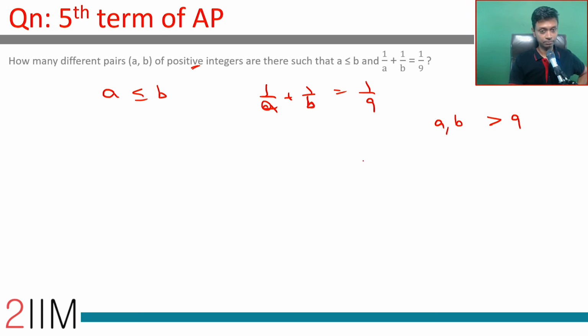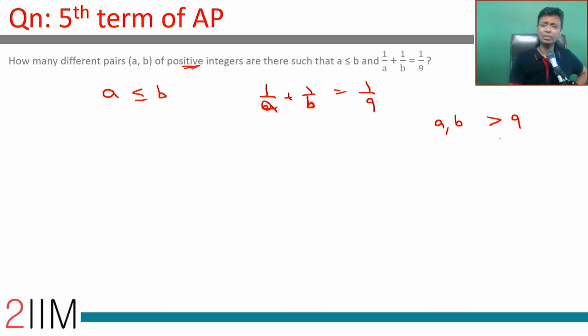And a very simple idea. 1 by a plus 1 by b is 1 by 9. We cannot have 1 by 2 plus a positive term be 1 by 9. That's impossible. a and b are positive integers, so a and b should both be greater than 9.